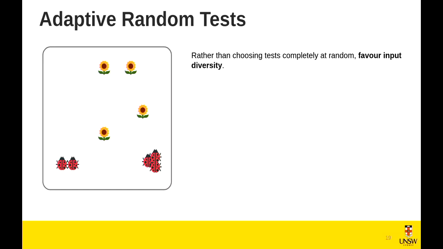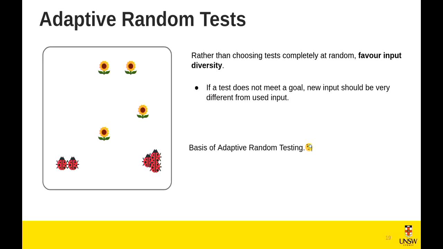So rather than choosing tests completely randomly, we can favor the diverse inputs. We can favor input diversity. So if a test does not meet a goal, the next new test we generate should be very different from the previous one we have tried. And this is the basis of adaptive random testing. So the basic idea is, if a test case does not meet a goal, let's say finding a bug, covering a new statement, a new branch, or a new path, then the new input we generate should look very different, because similar inputs are more likely to create similar coverage or similar testing goals.